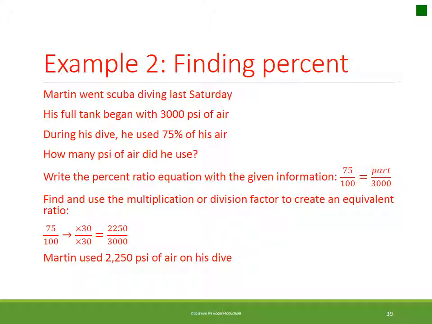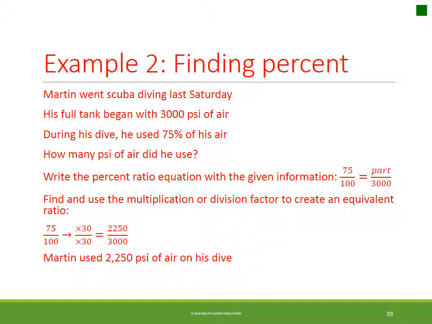First step, always, is to write the ratio that we have with both quantities. Now I have 3,000 and I have 75%. 3,000 psi is a total, his full tank. But it's asking me how many psi he used. So I'm actually looking for a part here. So I can't use the 3,000 in my original ratio.